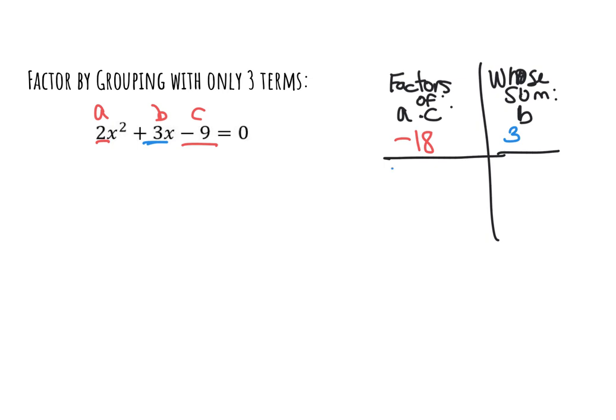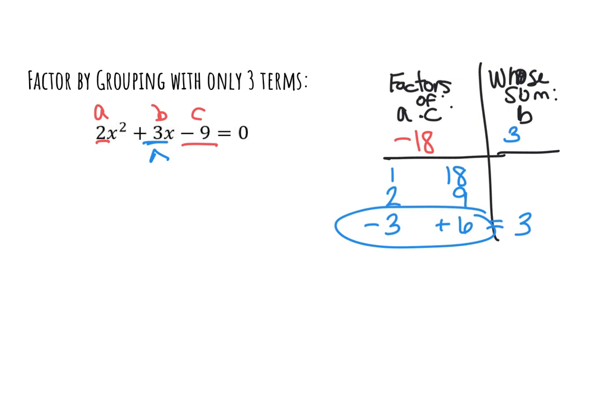So 18, I like to start with the 1 and 18. Then I go down to 2 and 9, 3 and 6. Those are all my factors. Now this tells me that one of them must be negative. So I have to put a negative somewhere, or a minus sign, because they have to add up to 3. So 6 and 3 I know can give me 3. So where do I put my negative? Well, I want it to be negative 3 plus 6, because negative 3 plus 6 does give me positive 3. That is how this factor right here in the middle turns into negative 3x plus 6x.